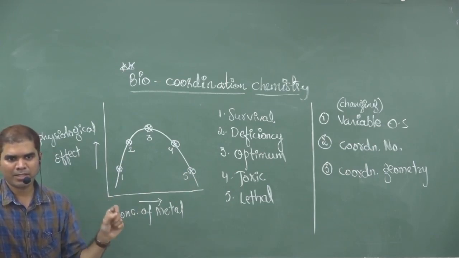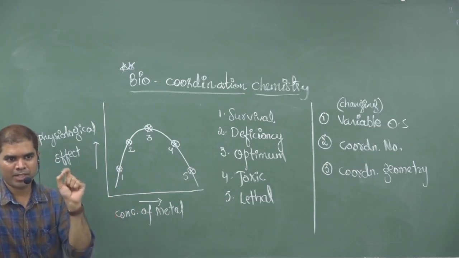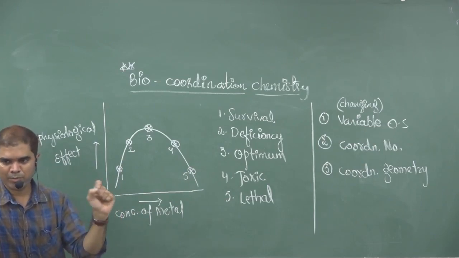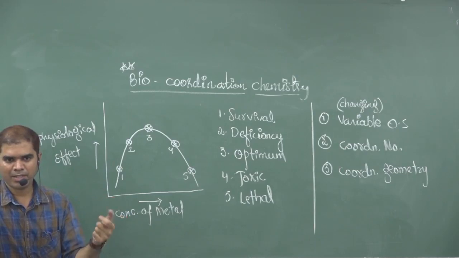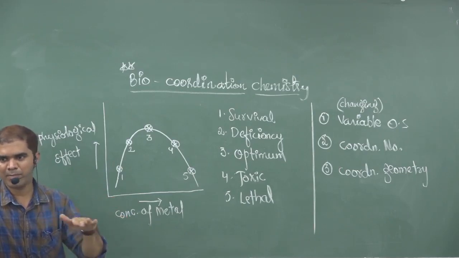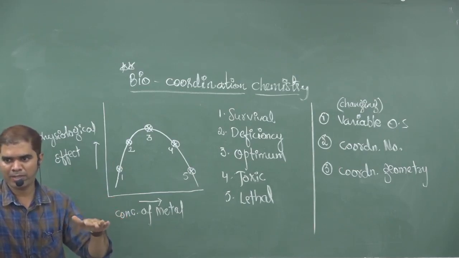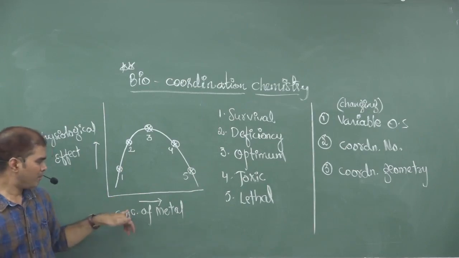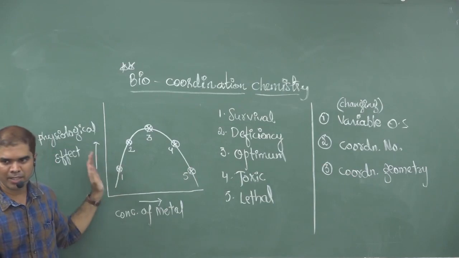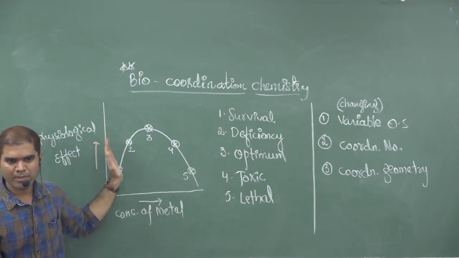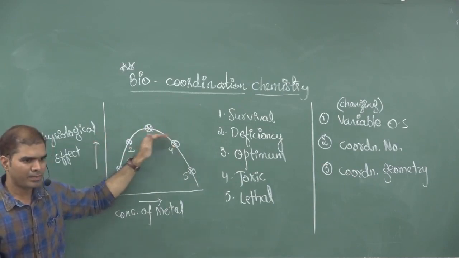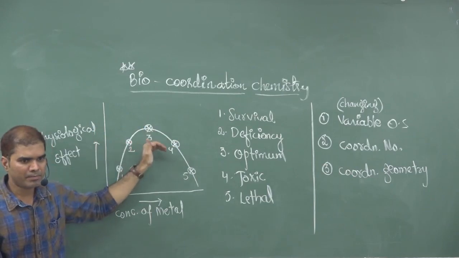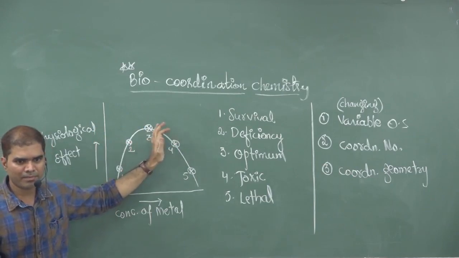Then I say it is an essential element because it is present at some concentration. I am removing it, it is creating a disorder. I am again supplementing it, the disorder is subsided or removed. Such an element is called an essential element. Okay? So for such metals, if I check the physiological effect, then we have a simple curve. What type of curve is it? Just a bell-shaped curve. Okay?